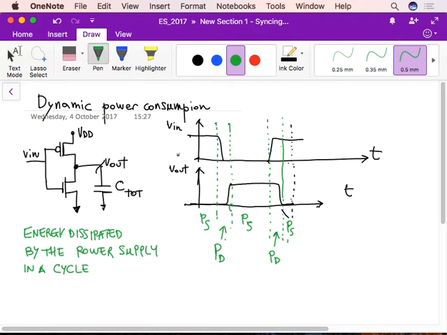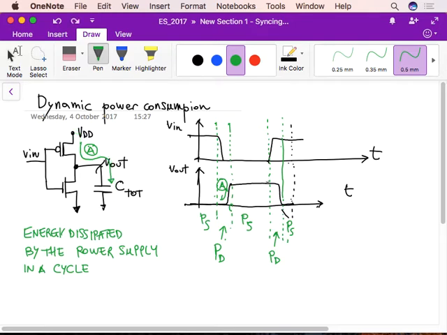Okay, this is pretty easy to compute, because in a cycle, first we have to charge the capacitance. So let's call this phase A. We need to charge the capacitance. During A, the Pmos is conducting, the Nmos is not conducting, and therefore we have to put some charge from the supply voltage to the capacitor. This is what happens during the A phase.